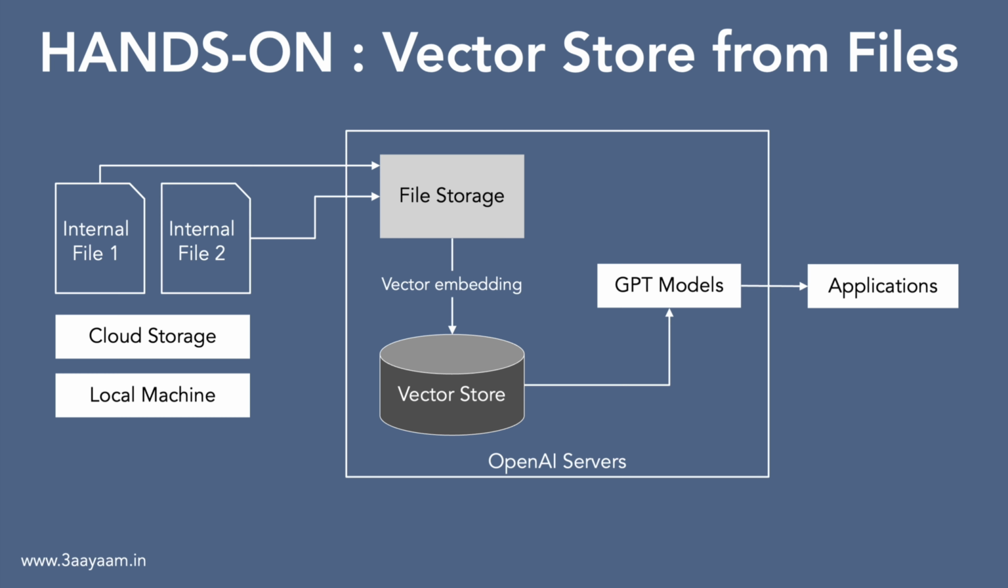We'll have to upload the raw files in the file storage provided by the OpenAI servers, and then we'll have to load the files to the vector store. Now, while loading, OpenAI will automatically convert the files into their corresponding vector embeddings. And there are multiple steps for this. So let's look at the steps.